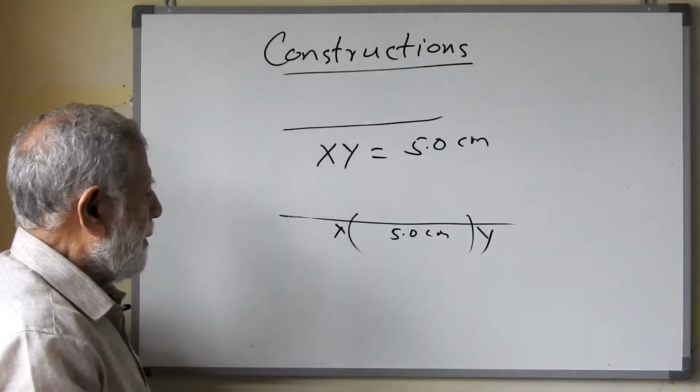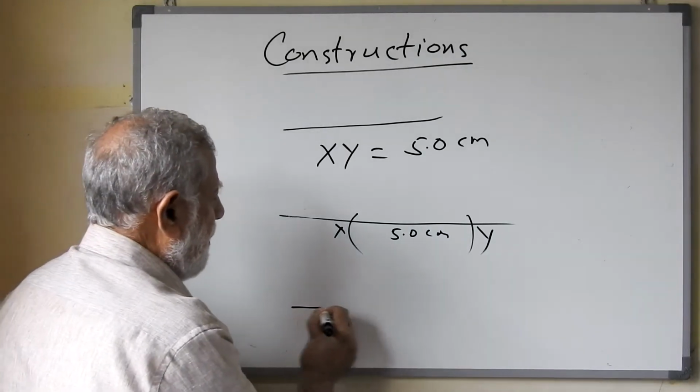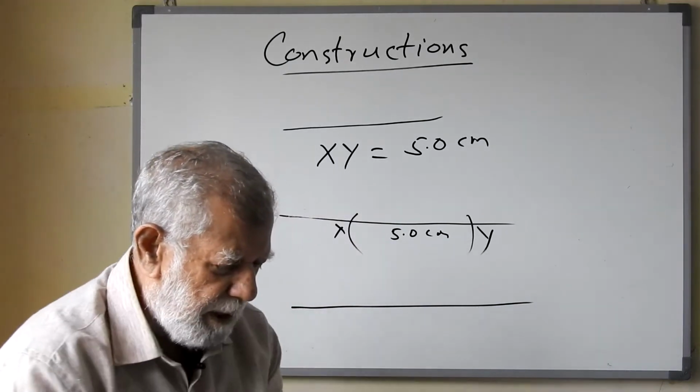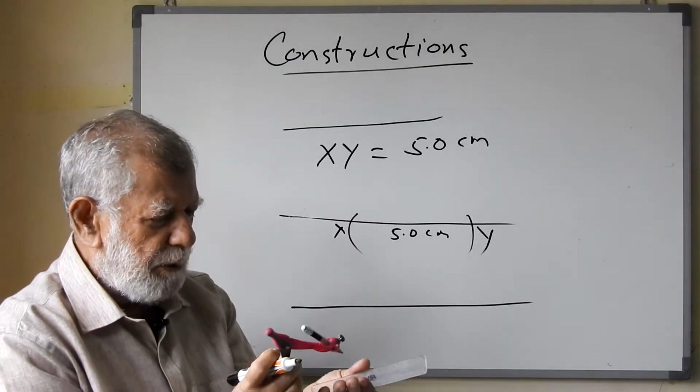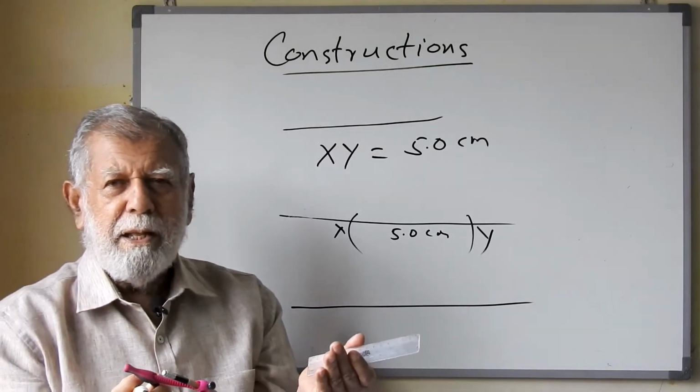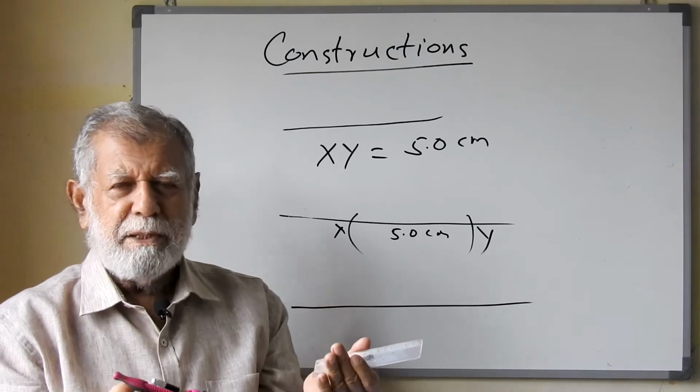Supposing we want to draw a line 3.5 centimeters. Again we draw another line like this, and then we take the compass and measure from 0 to 3.5. Now in between each number there are 10 divisions, which we call millimeters, 10 millimeters.